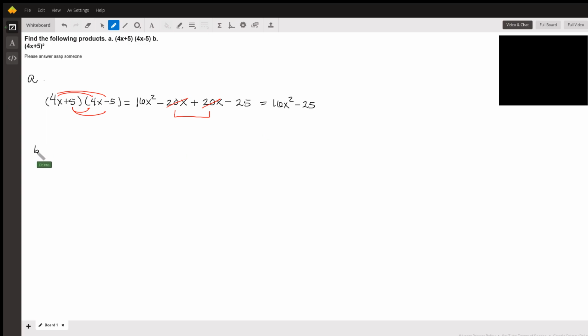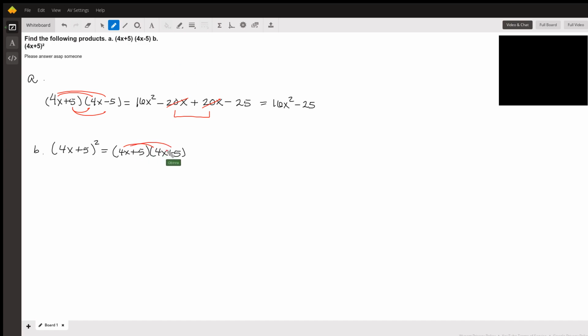Okay, B. You have 4x plus 5, and then you have the little 2 there, which means raised to the second power, or squared. Which means you have two of these expressions. You have a 4x plus 5 multiplied by a 4x plus 5. So very similar to the previous. All right, we have to FOIL it.